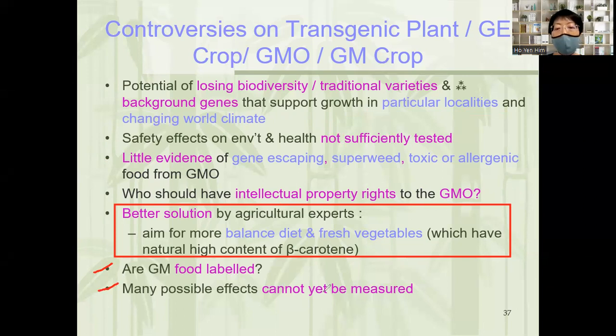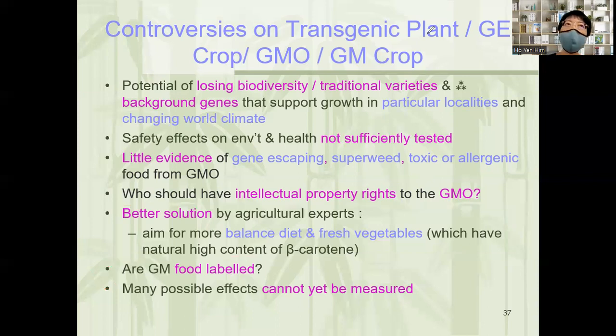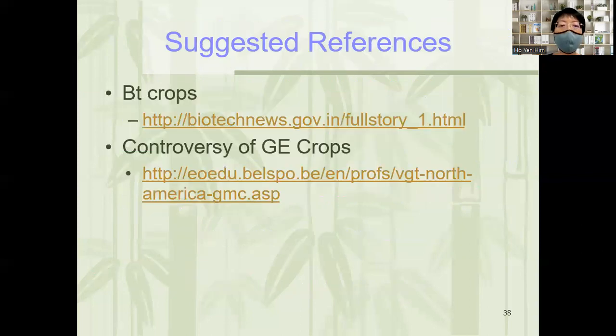Many possible effects cannot yet be measured. Because what are the effects we do not know yet? Only time can show us. Okay, so these are all the ethical and social considerations of introducing GMO to the earth, to our society.